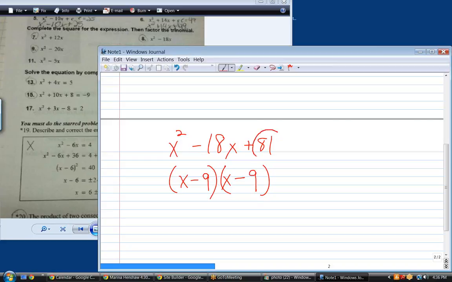In other words, I need these last two numbers to multiply together to give you 81. And minus 9 times minus 9 is 81. That's how we got that in the first place. So when we're completing the square, we're always going to end up with the same factors. In other words, you never complete the square and then end up with x minus 9 times x minus 4 or something. It's always the same two expressions. It's because of the way we complete the square. When we take half of this term and square it, that guarantees that we're going to get two equal factors.